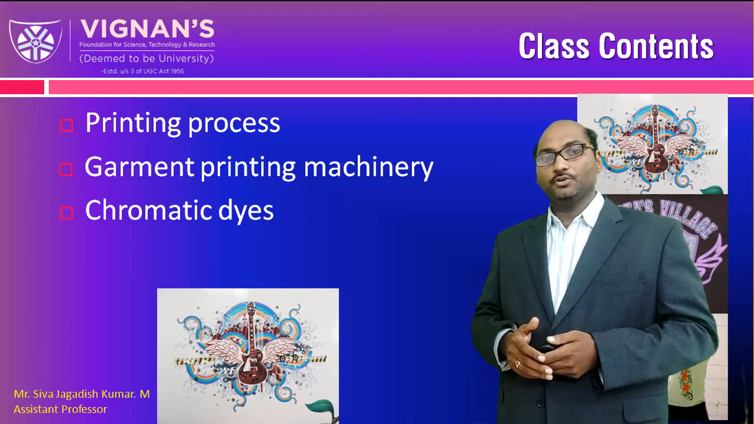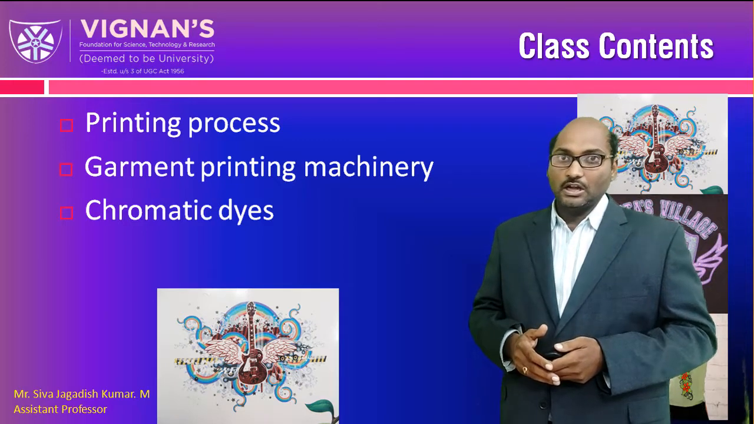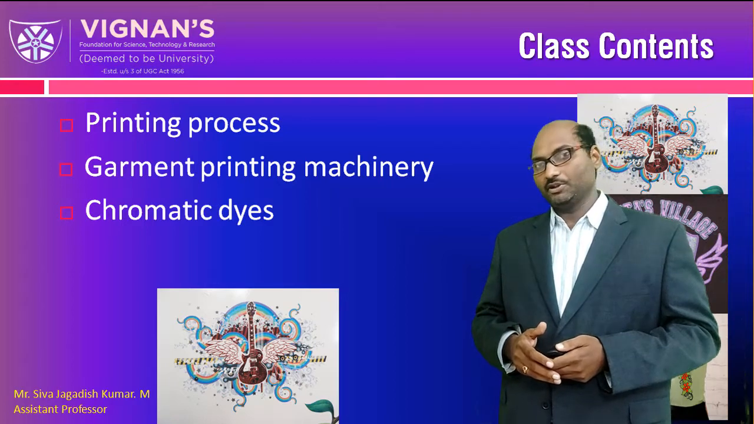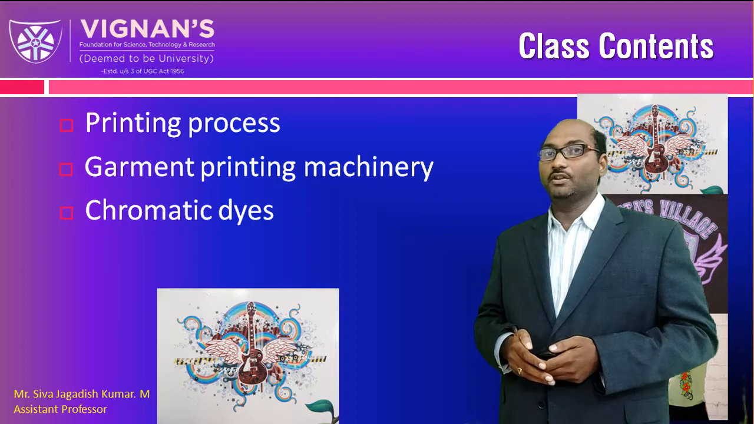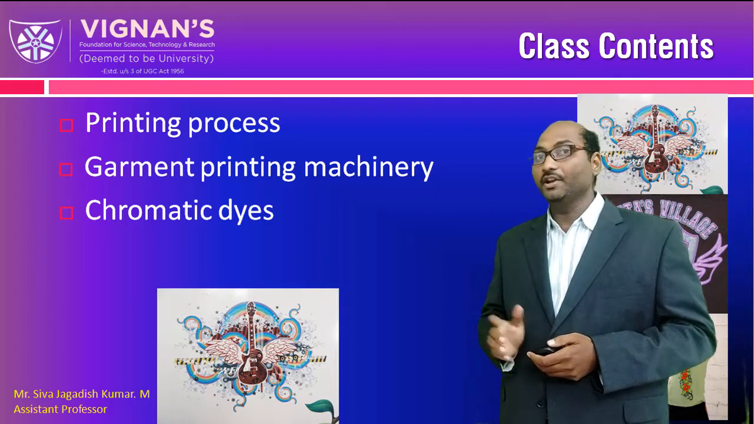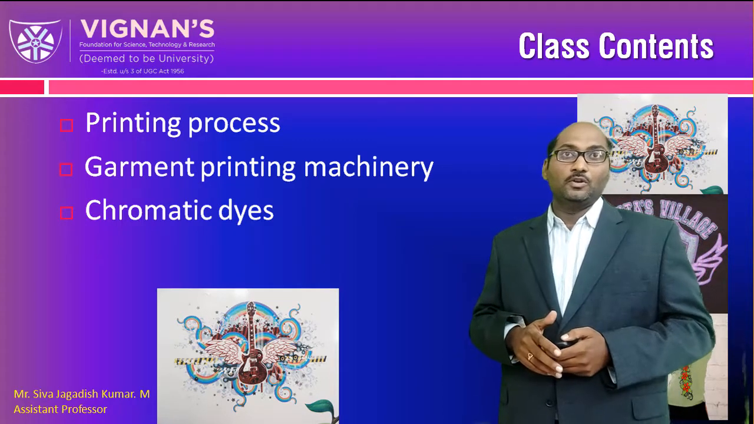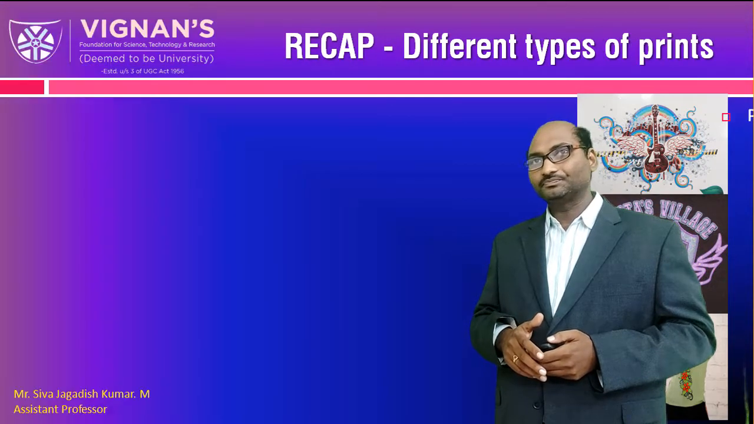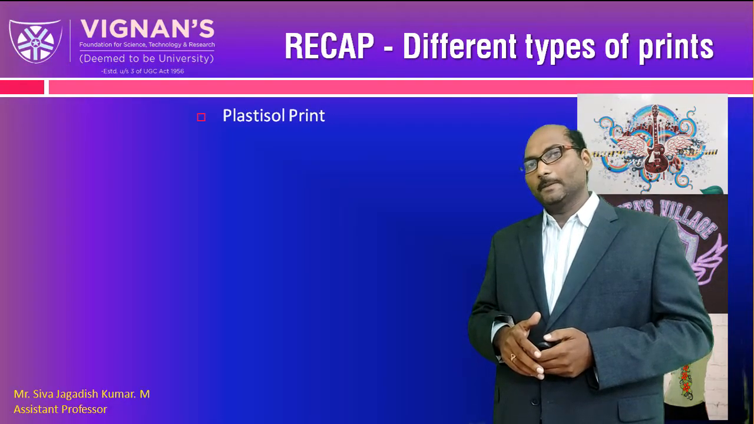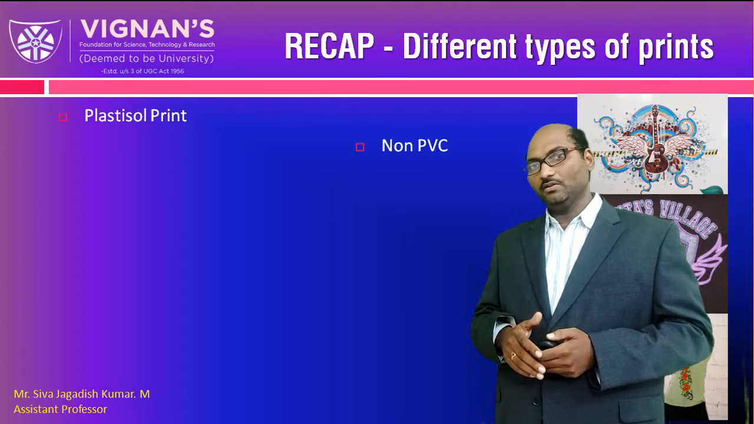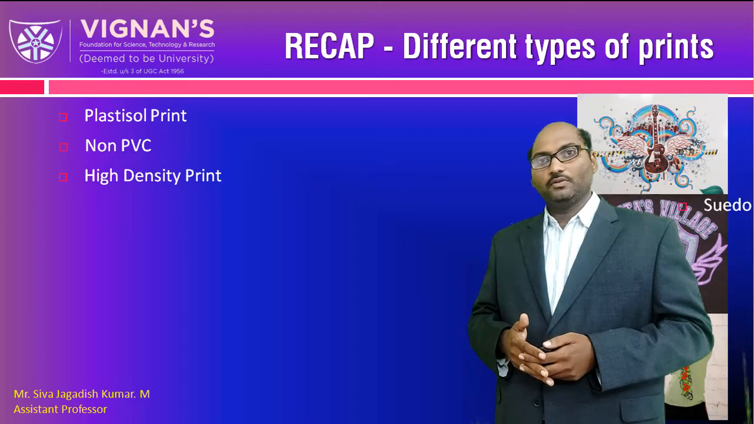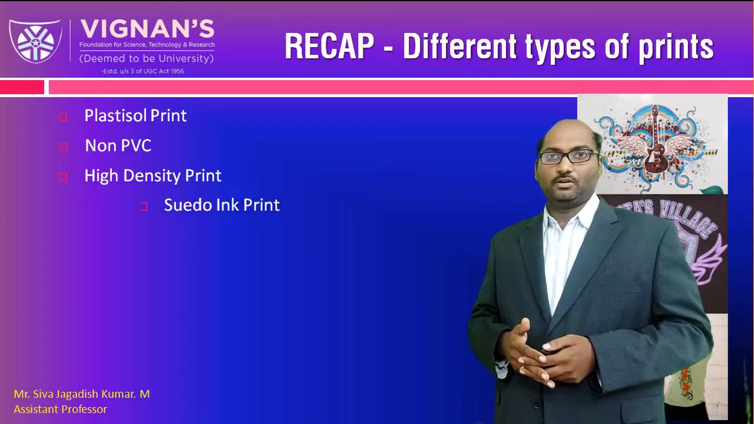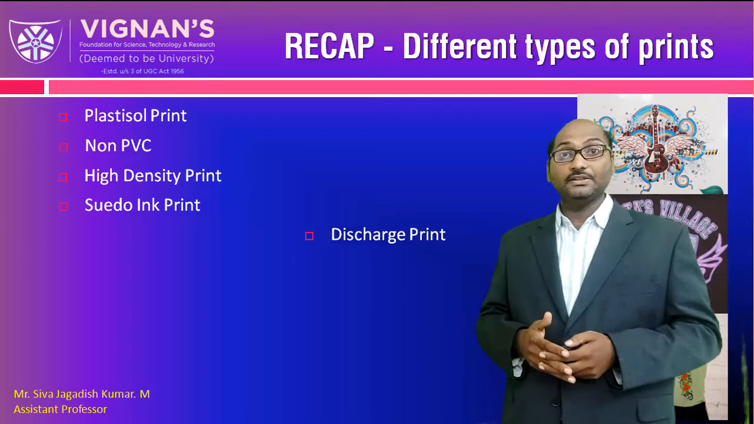In unit 2, we have discussed various types of garment printing methods and garment printing types which are commercially used. In this class, we are going to see the printing process for them in detail. So what is the printing process? Printing is the process in which, with the help of a screen and so on, we apply localized dyeing. Printing is nothing but a localized dyeing.